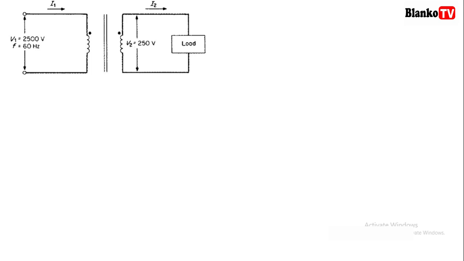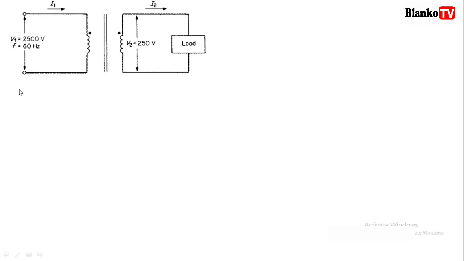Okay, so we have our diagram representing the transformer, and the question says we should calculate for primary number of turns, secondary number of turns, and then primary current, secondary current. That is N1, N2, I1, I2. I hope you are following.